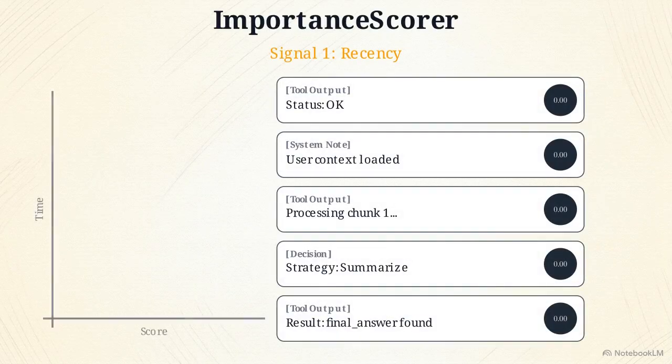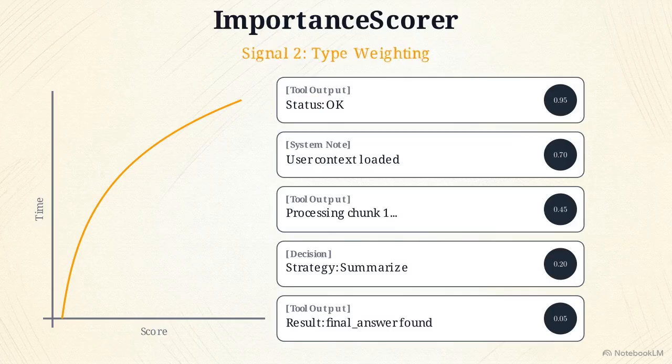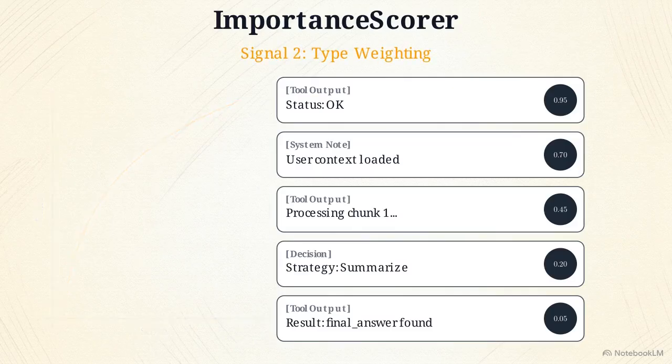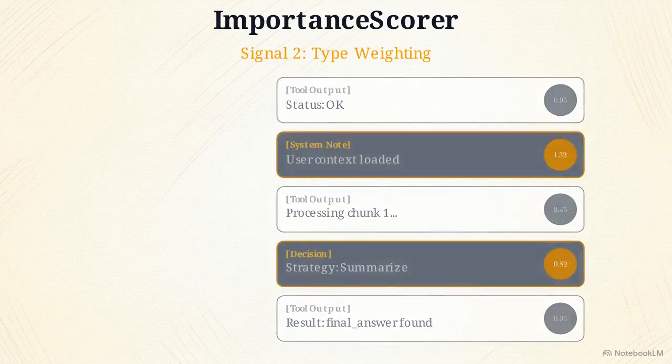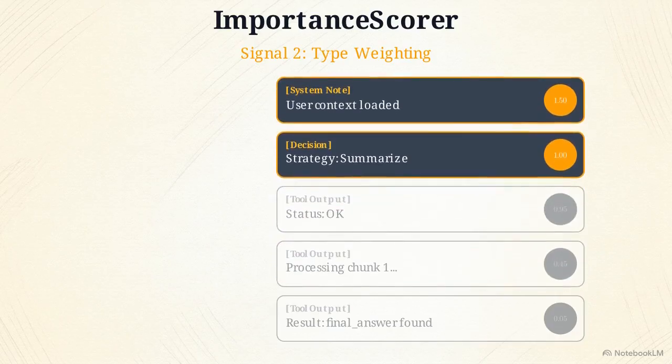The system applies an exponential decay curve to the memory stack, ensuring that the newest entries maintain a higher baseline relevance score. The second signal evaluates the specific classification of the data through type weighting. The algorithm explicitly hard-codes system decisions and notes to outrank routine tool outputs. This prevents a verbose API response from overshadowing a crucial one-sentence directive.